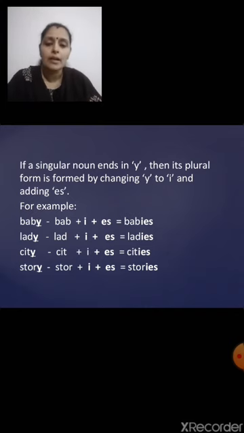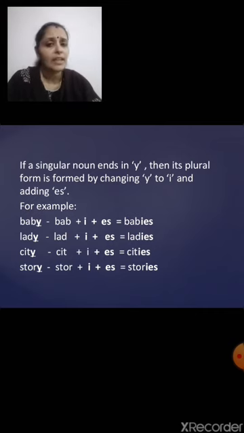So baby. What's the last letter here? Y. I will remove the Y out of baby, and I will put I instead of Y. So it becomes B-A-B plus I plus ES. So what's the plural form of baby? Babies. What did I do? I removed the Y, I put an I over there and then I added ES. So B-A-B-I-E-S is babies. Now next example.